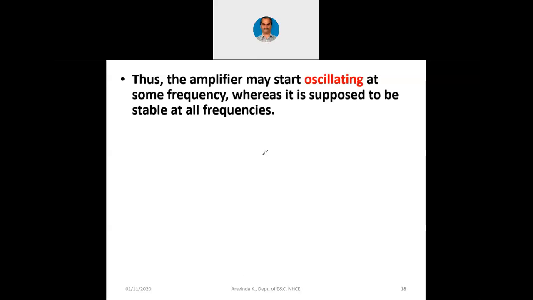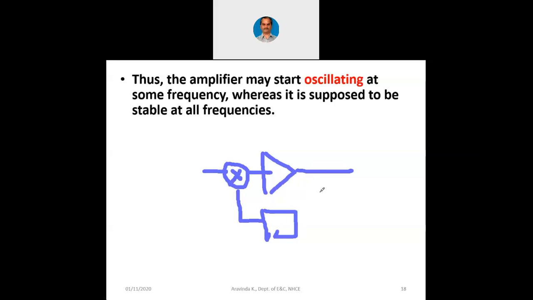Let me make it clear once again by writing the feedback network here. I will quickly write the feedback network here. See, we had A here and we had beta here. And this was the input signal. This was the output signal. The portion of the output signal was coming back to the input signal. So it used to be like this again.